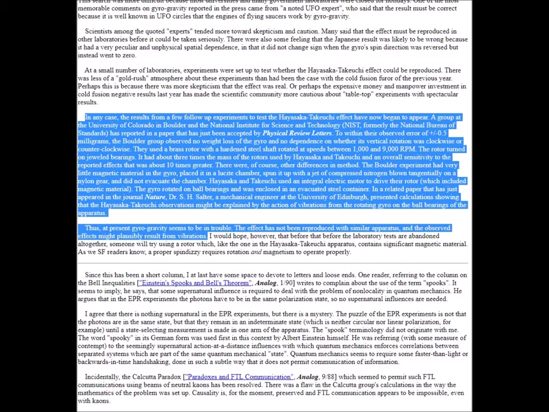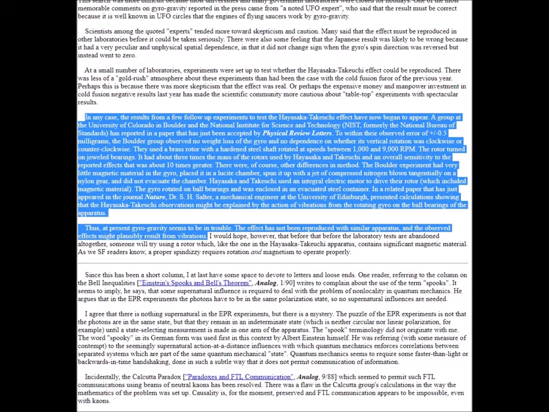A group at the University of Colorado in Boulder and the National Institute for Science and Technology, NIST, formerly the National Bureau of Standards, reported in a paper which was later accepted for publication by the Physical Review Letters that, to within their observed error of plus or minus 0.5 milligrams, the Boulder group observed no weight loss of the gyro and no dependence on whether its vertical rotation was clockwise or counterclockwise.